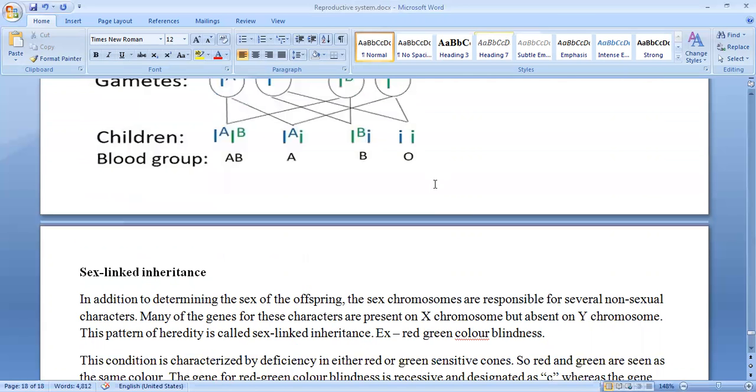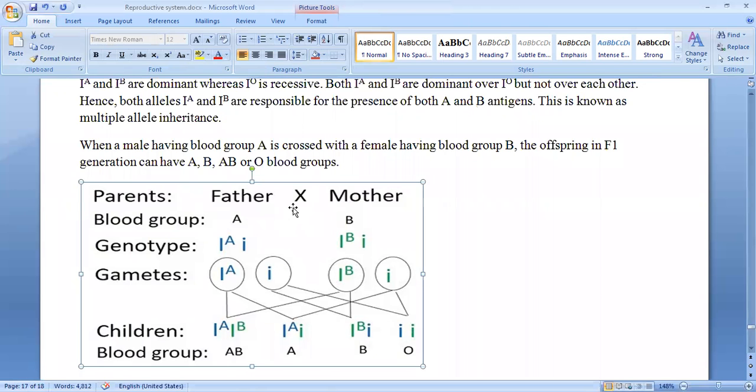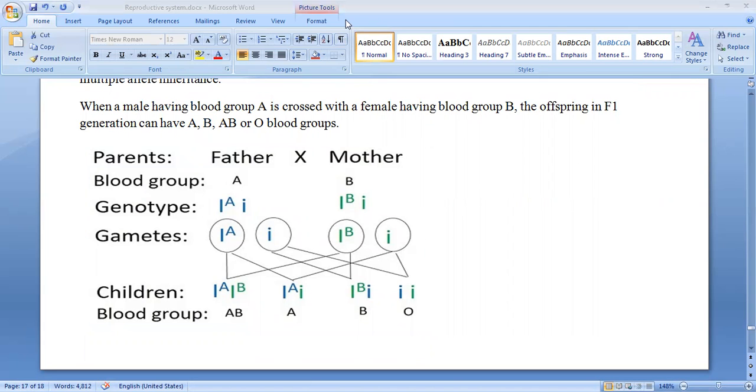Please make sure again, as I mentioned, that the picture for the A, B blood grouping, whatever I showed, the image which is there in the notes is not proper. So please make sure that you replace it with this example. Okay. Now we will go over to the other part.